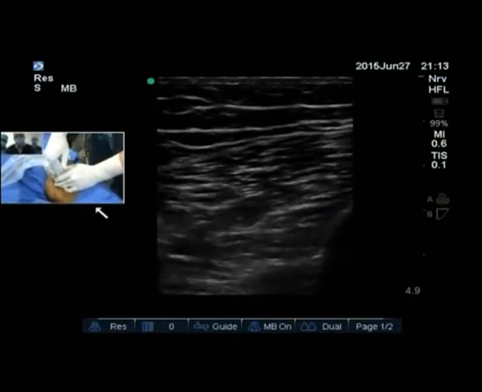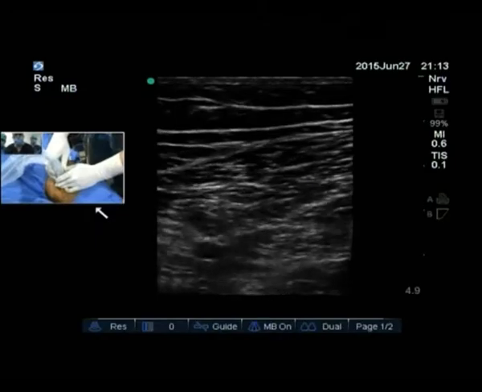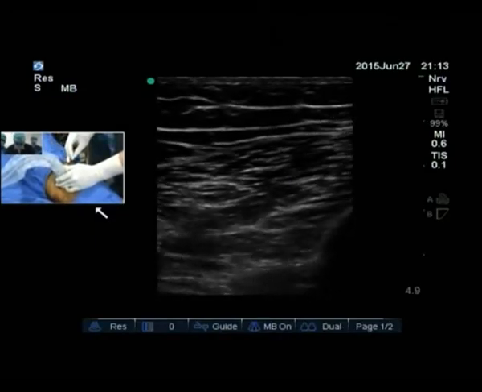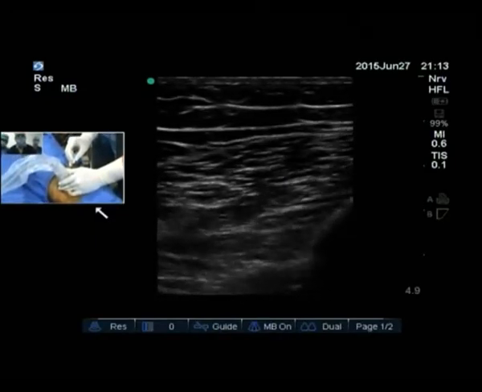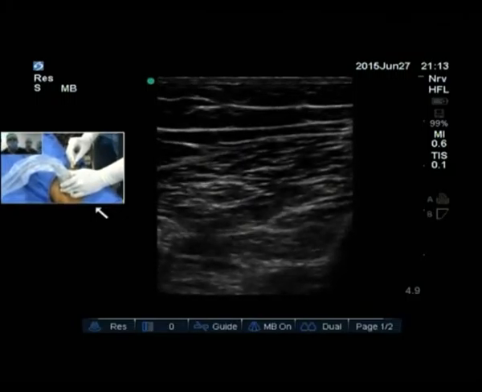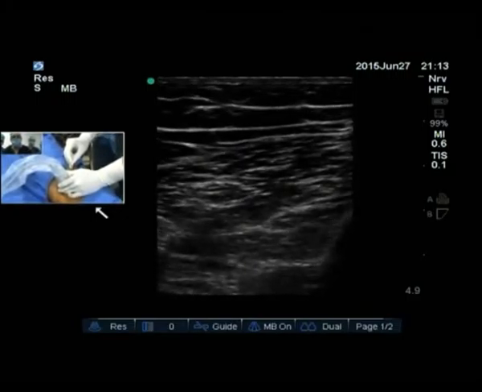Needle is very difficult to pick up at this depth. Even the tip we are not able to see. Probably some tissue movement. No, can I just wiggle the needle now? Yeah, yes, yeah. See that?